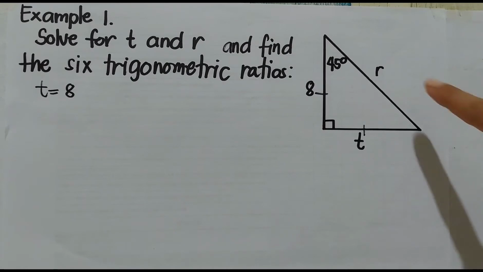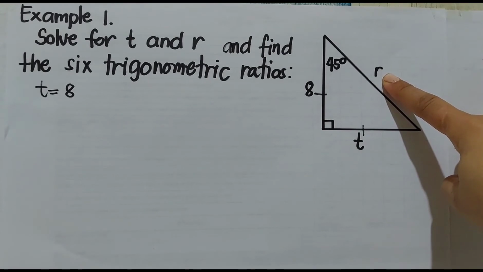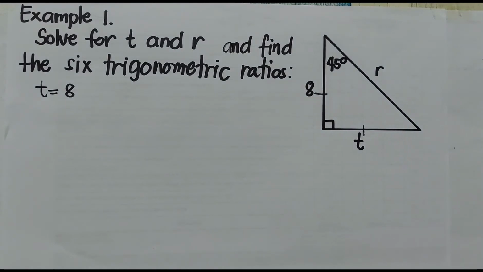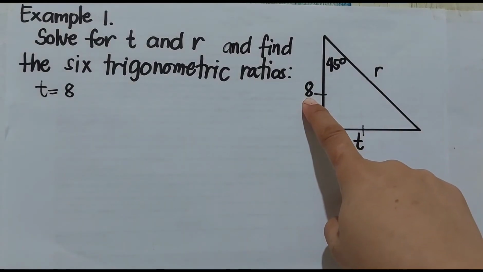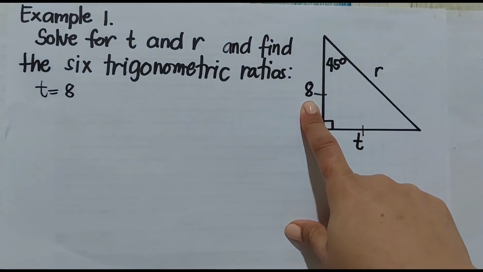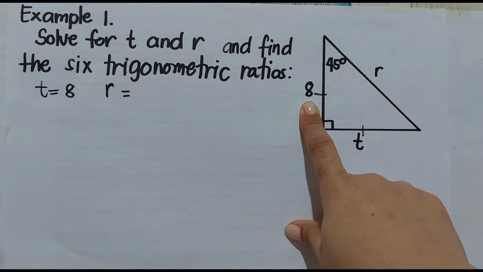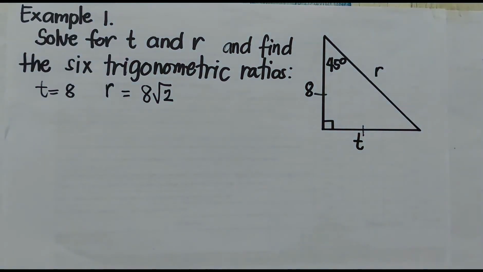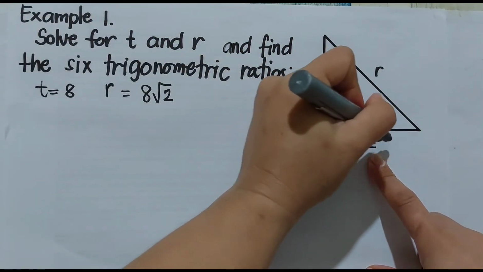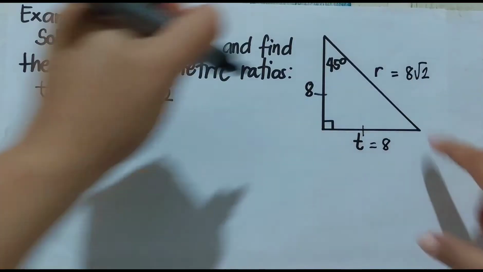And what about our R? This is opposite the right angle. This is our hypotenuse. And how do we find the length of the hypotenuse? That is leg times square root of 2. So since our leg is 8, therefore our hypotenuse, or our r here, is equal to, how much is that? 8 square root of 2. Okay, so that you will be guided sa ato isot dire. This is 8, then your r is 8 square root of 2.